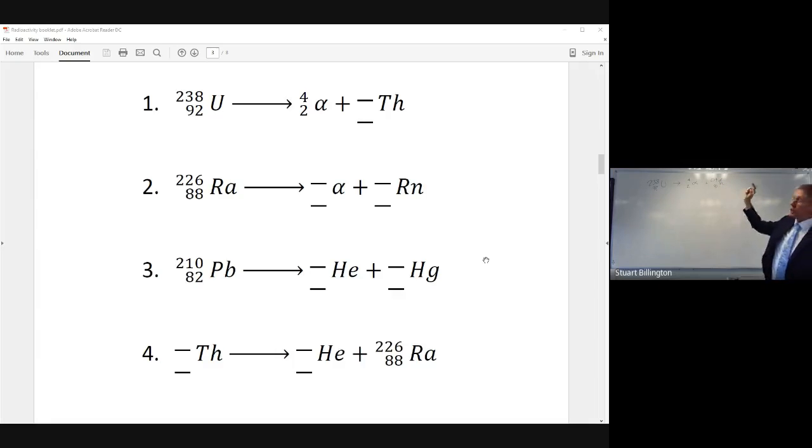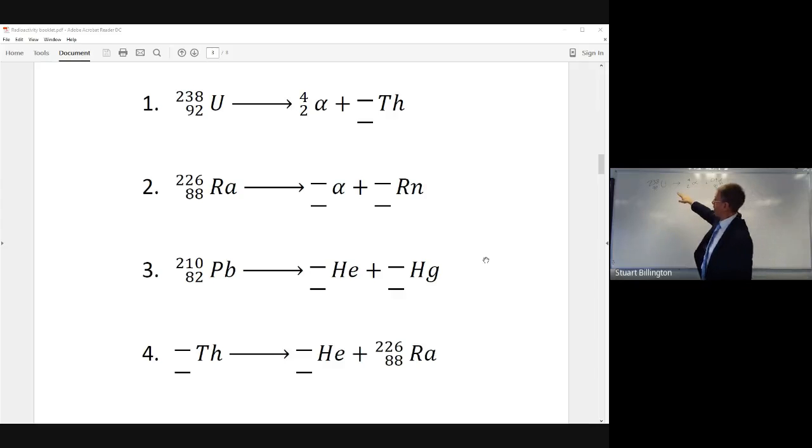Okay, so the uranium was the proud owner of 92 protons, but 2 of them left, leaving only 90 behind, and element 90 is thorium. The uranium also had a mass number of 238 because it owned 238 protons and neutrons. 4 of them left altogether, 2 protons, 2 neutrons, meaning that there are only 234 left behind. So the 90 tells you it's thorium, and this is the isotope of thorium-234. It's got 234 protons and neutrons all together.